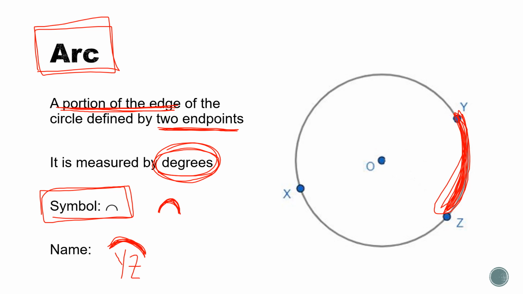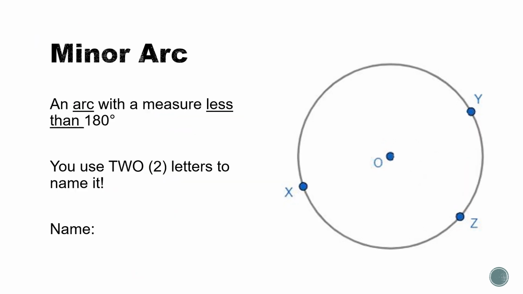Now there are 3 specific types of arcs. Our first one is called a minor arc. A minor arc is an arc that is less than 180 degrees, right? Or you can think of it as less than half the circle, because 180 degrees is exactly half of a circle. So we are less than half of the circle. If you're thinking about the crust, you're less than half.